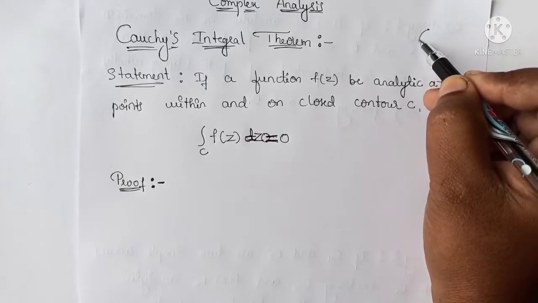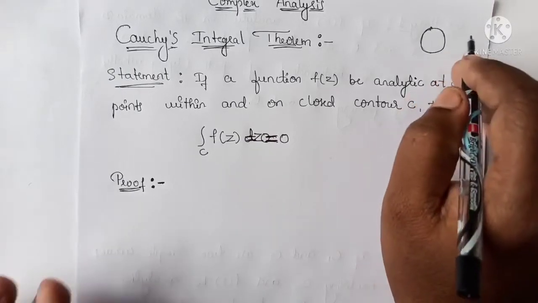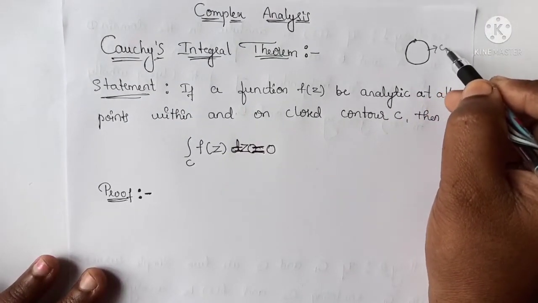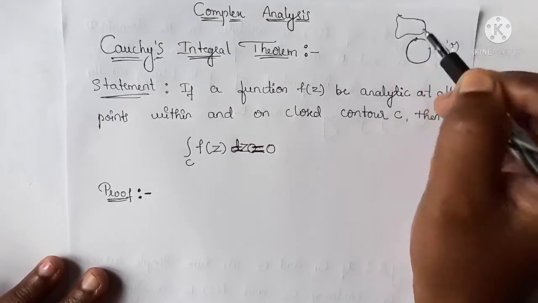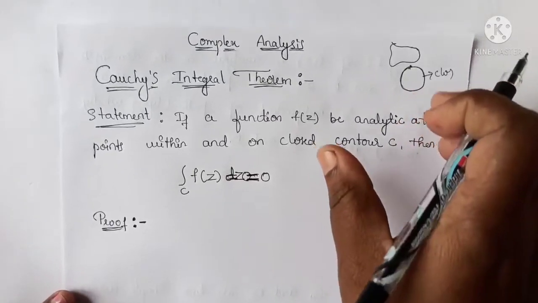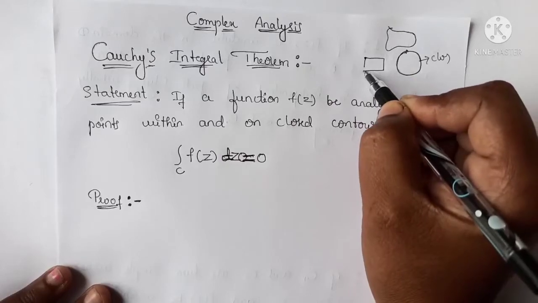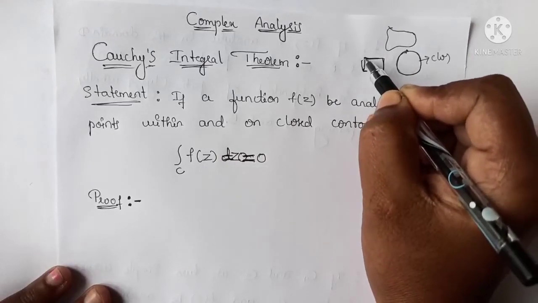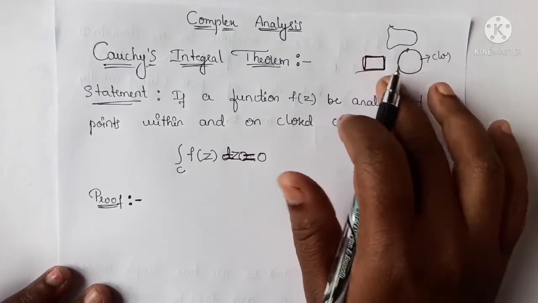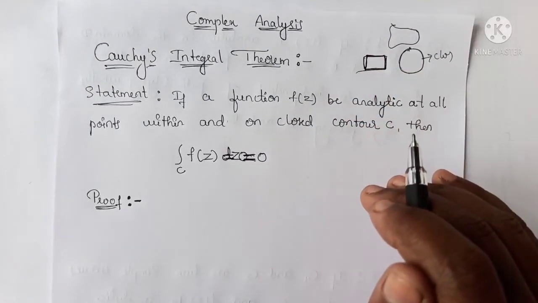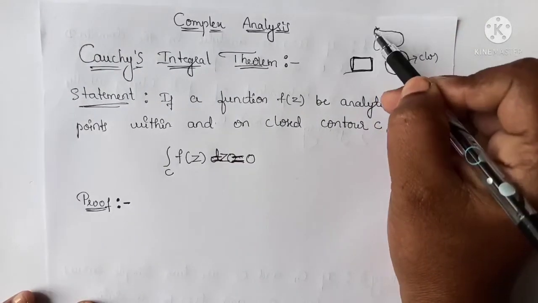Here the circle has its initial point and terminal point both the same, so this is called a closed contour. Or you can take any random closed contour. This is also a closed path. Even if you take a rectangle, this is also a closed contour. So this is called a closed curve. You may take any closed curve, whether a circle, a rectangle, or a random simple curve.